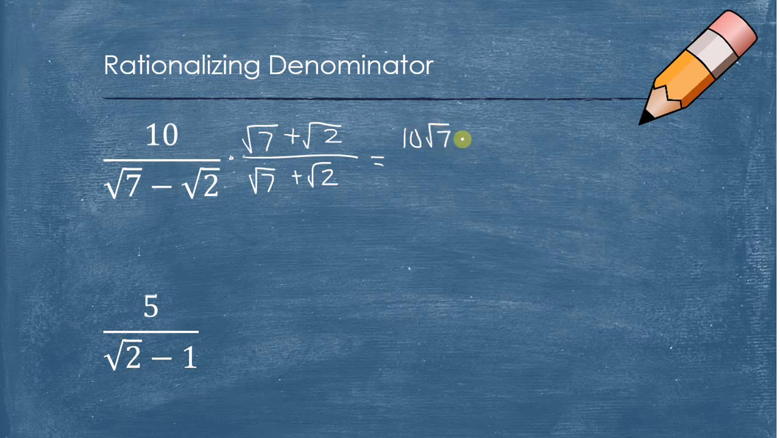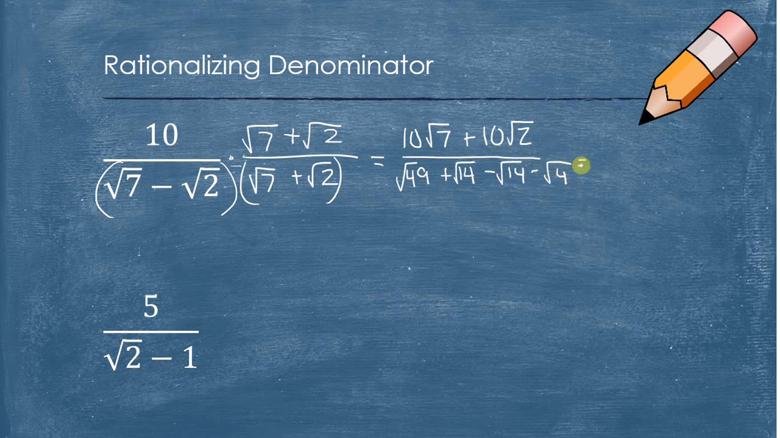Just like that. So then this 10 is going to distribute in. I'm going to get 10 square roots of 7 plus 10 square roots of 2, all over, this is when we're going to multiply this out here. What's really awesome though, it's going to cancel those middle terms. Because I would get the square root of 49. Square root of 7 times the square root of 2 is the square root of 14, minus the square root of 14, minus the square root of 4. Okay, so I'll get 10 square roots of 7 plus 10 square roots of 2 all over square root of 49, that's 7. Those two are canceling out, and they always will cancel out.